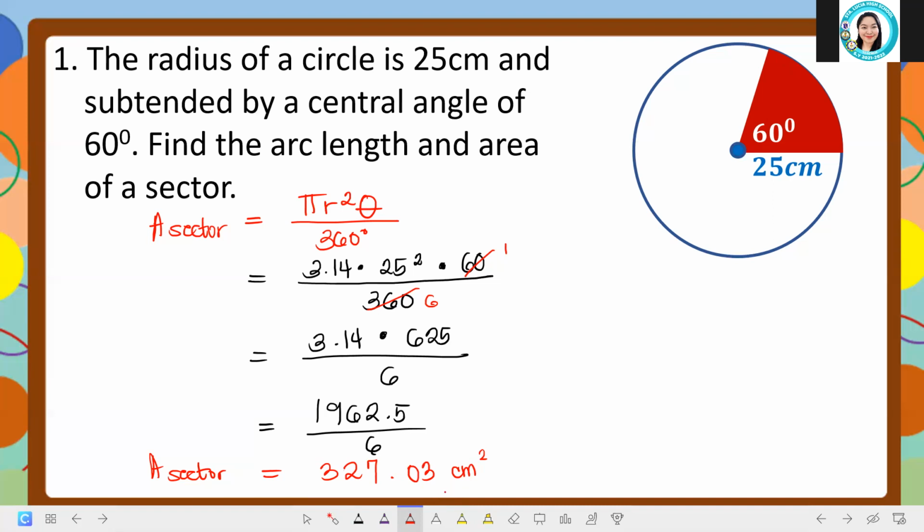Okay, centimeter squared because we have here the area. Remember that the area is a square. No, pagka nakakuha na kayo ng area, meaning you multiply the dimensions. So you got cm squared as your answer. Okay, so area of a sector is 327.03 squared centimeter.